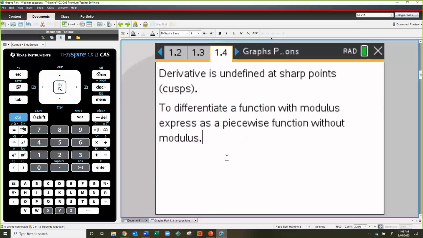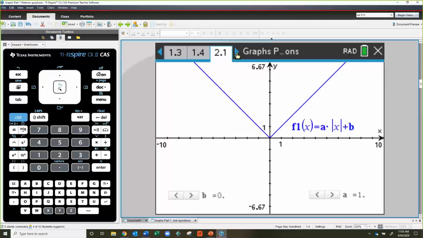So just to summarize, the derivative is undefined at sharp points, which are also called cusps. And to differentiate a function with modulus, it's better to express it as a piecewise function without modulus to differentiate, to know what is happening.